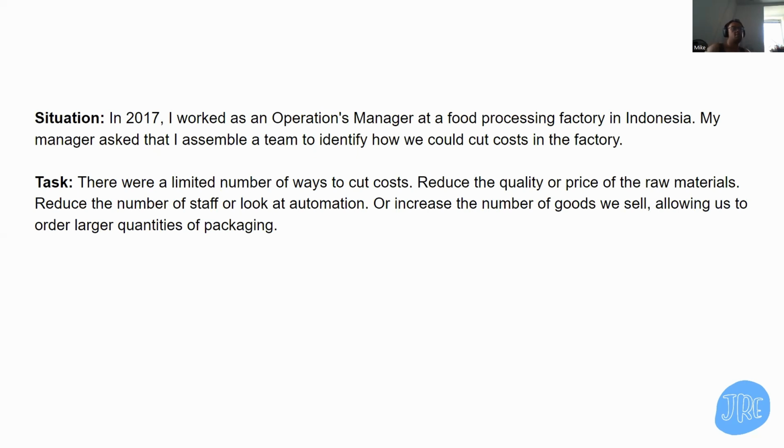Task: there were a limited number of ways to cut costs: reduce the quality or price of the raw materials, reduce the number of staff or look at automation, or increase the number of goods we sell, allowing us to order quantities of packaging. So we're zooming in a little bit more about what actually it is that we had to do.